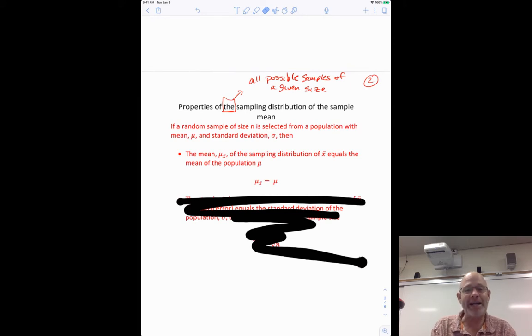The way we write that, this little notation here, mean of x bar, means the mean of the sampling distribution. Just so we can shorthand it, the mean of the sampling distribution will be equal to the mean of the population. We also learned that the bigger the sample size, the more squished my distribution becomes, and the more normal it becomes.